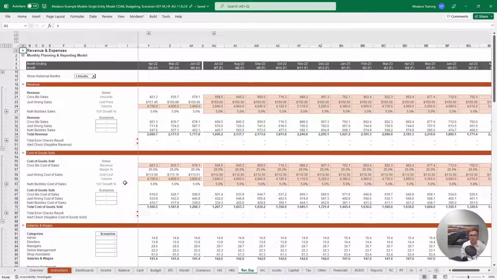Looking at our Cocoa Bix cost of sales forecast, you can see here that we are relating our Cocoa Bix cost of sales forecast to our Cocoa Bix sales forecasts. We're currently applying a 25% profit margin to our revenue forecasts. The reason that we create this interrelationship is so that as our revenue forecasts go up or down, our COGS, or cost of sales, also moves in line with this.